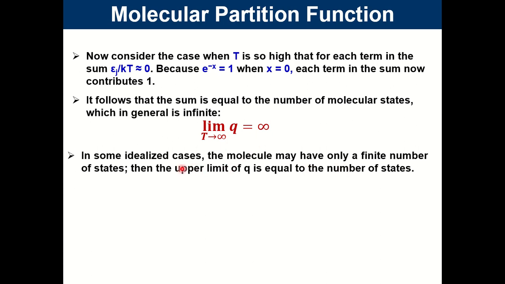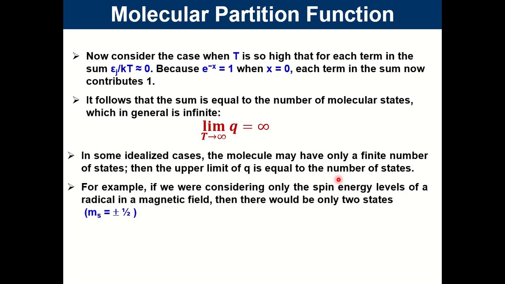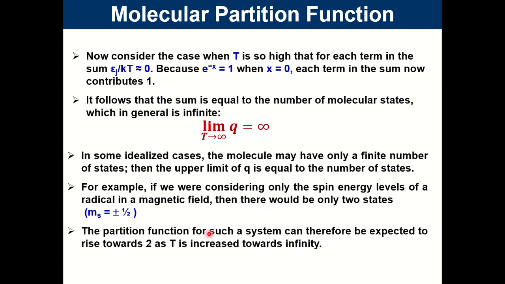If the molecule has only a finite number of states, then the upper limit of q is equal to the number of states. This case is applicable to spins, because the magnetic spin quantum number ms can have only 2 values, and in that case the partition function is limited by that number. If we consider only the spin energy levels of a radical in a magnetic field, then there would be only 2 states, given by ms equal to plus or minus half. The partition function for such a system can therefore be expected to rise towards 2. The maximum value we can have will be 2 as T is increased towards infinity.